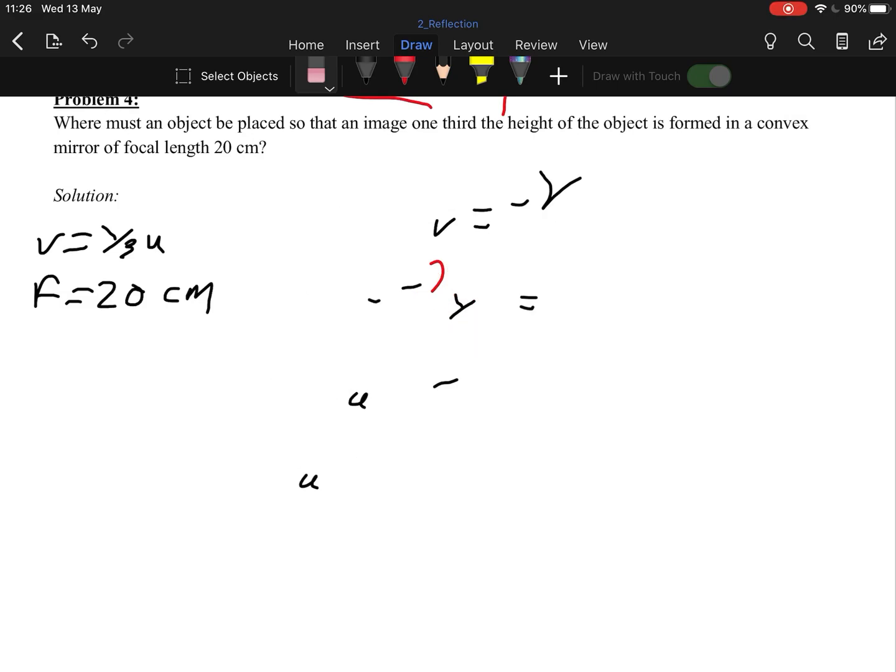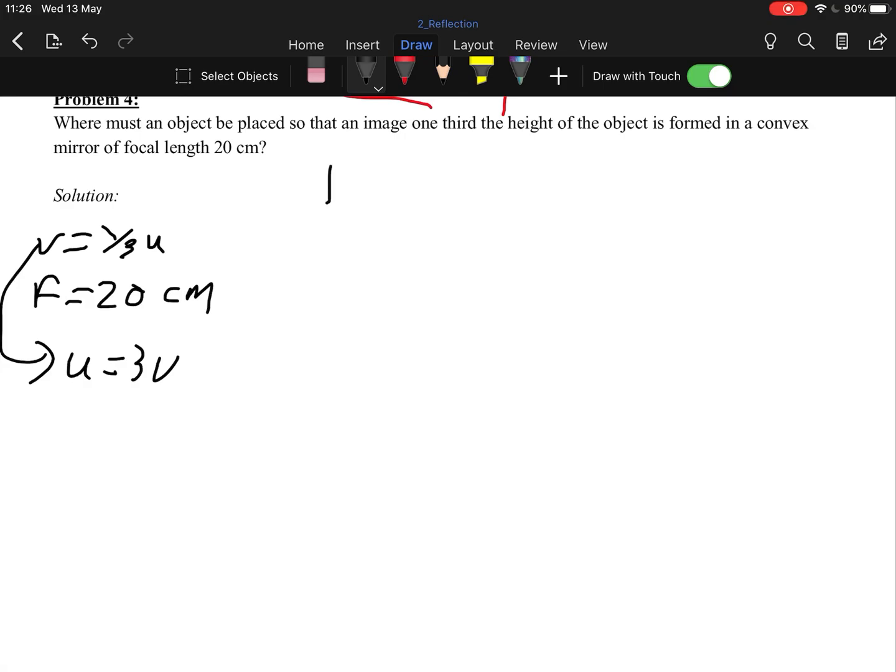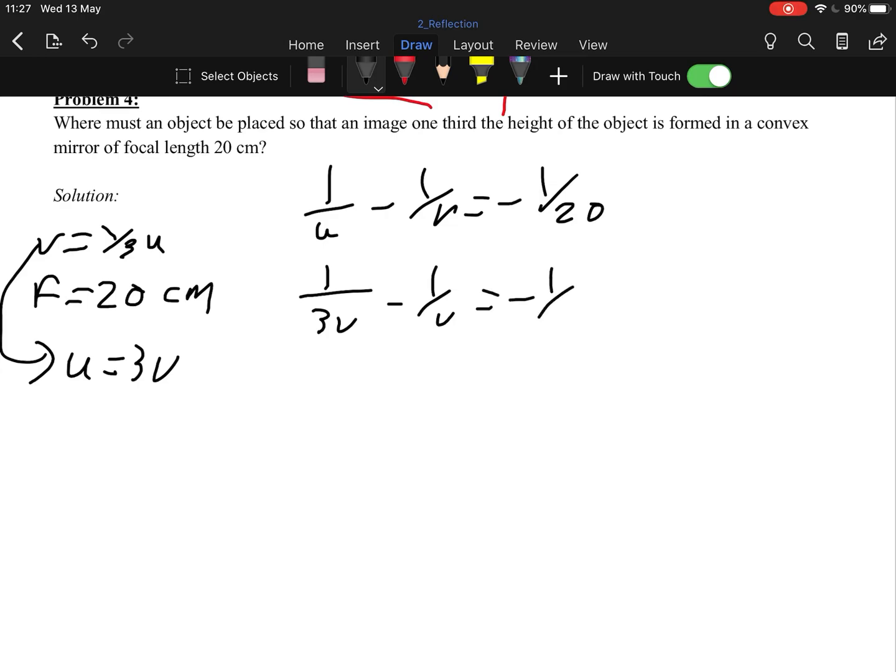The other way to do it is this way. It's perfectly fine. You could say u equals 3v. So therefore 1 over u minus 1 over v equals minus 1 over 20. So we find v first. So 1 over 3v minus 1 over v equals minus 1 over 20.